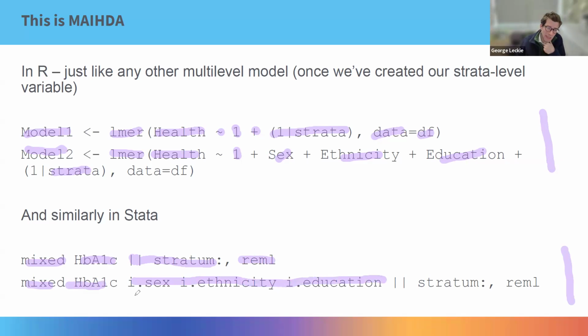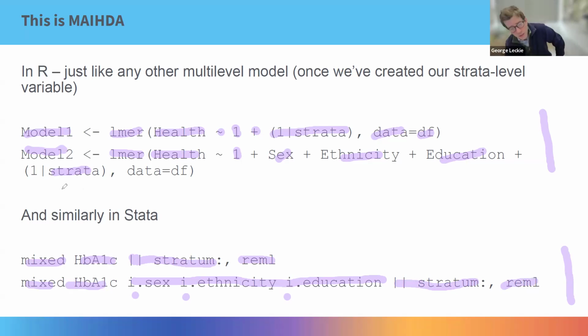The I dot just tells Stata explicitly that each variable there should be treated as a categorical variable and entered as a series of dummy variables or indicator variables, so I for indicator. So just to make that consistent with what we do. And then again, we have the stratum random effects, which will now be picking up the two-way, three-way, four-way interactions. And again, fitted by REML.